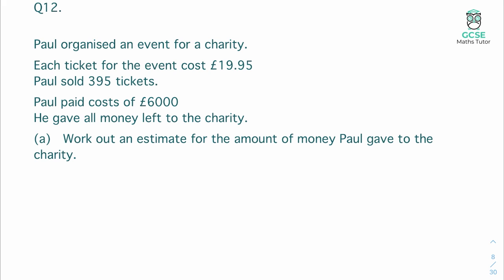He sold 395 tickets, and he paid costs of £6,000, and he gave all the money left over to charity. Work out an estimate for the amount of money Paul gave to the charity. Well, as soon as it says that word estimate, straight away we're going to round all these numbers to one significant figure. So that will round to £20, and this will round to 400 tickets. So he is going to sell 400 tickets for £20 as our estimate.